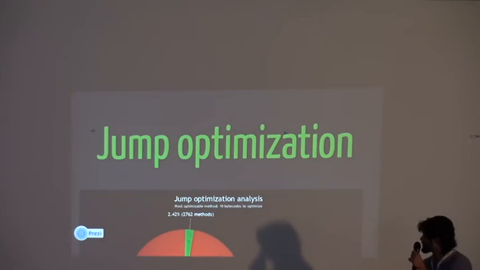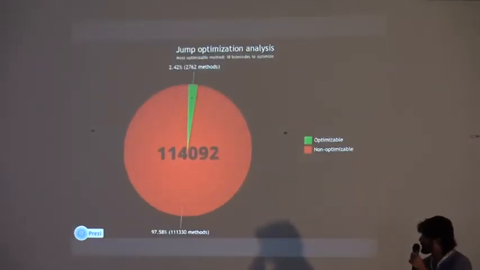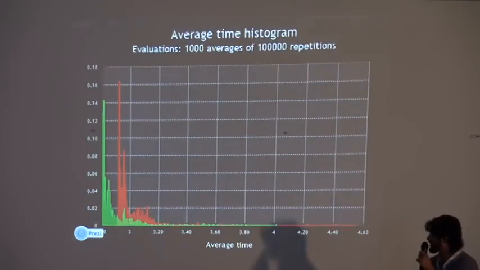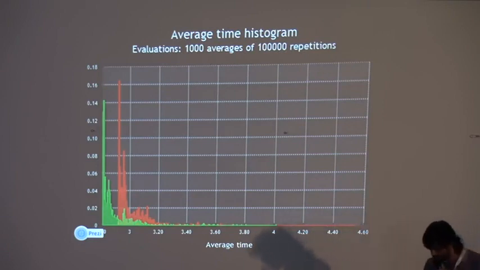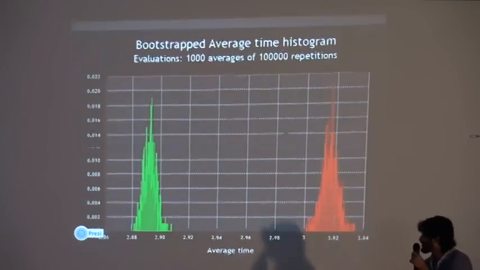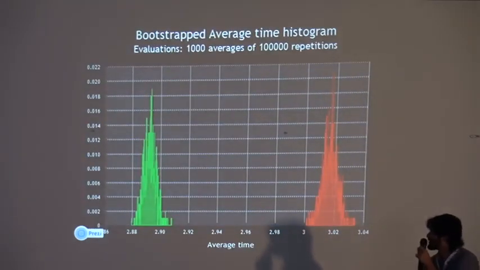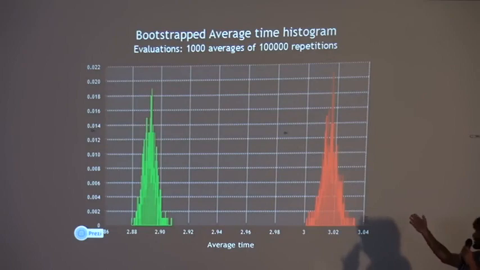Regarding the push optimization, we have the same image, less percent of optimizable methods, but here we have in the first histogram a difference in the time. So for completeness, we make the second analysis, and here the optimization is obvious.